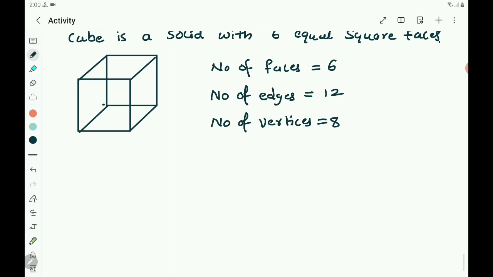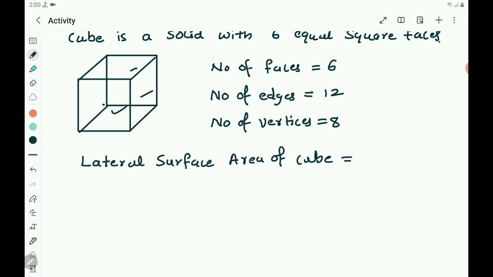And LSA of cube, lateral surface area of cube. Lateral surface area means 4 square faces are the lateral faces. So 4a square. What is the formula to find the area of the square? Area of the square is a square. Then 4a square.